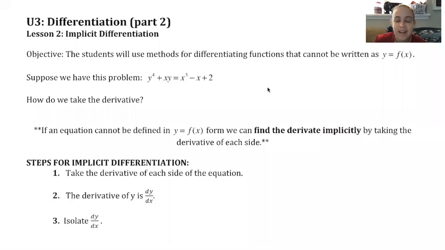Hey, hello out there. For those of you still watching the videos, today we're going to talk about implicit differentiation. We will use methods for differentiating functions that cannot be written as y equals f of x.